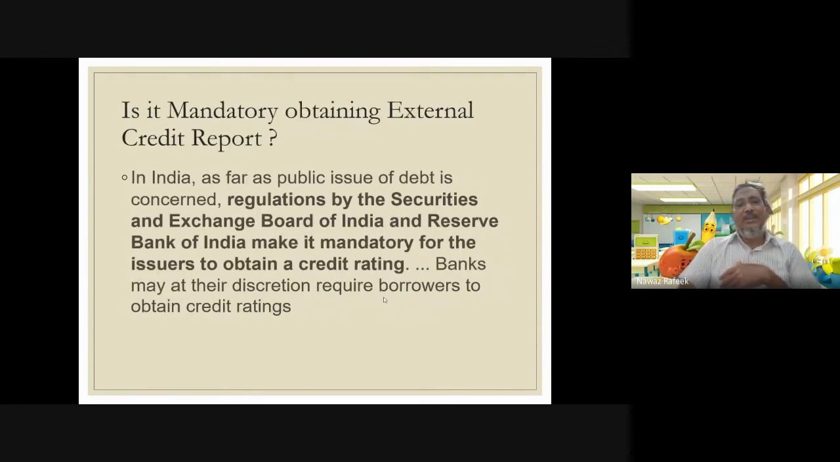It is mandatory to obtain an external credit rating in India. It's not Sri Lanka, right? As far as public issue of debt is concerned, regulation by the Securities and Exchange Board of India and the Reserve Bank of India makes it mandatory for issuers to obtain a credit rating. Banks may, at their discretion, require borrowers to obtain credit ratings. This is the Indian scenario. What is the Sri Lanka scenario?